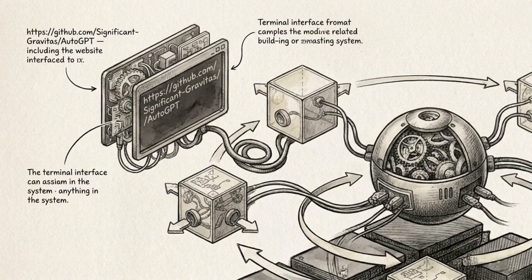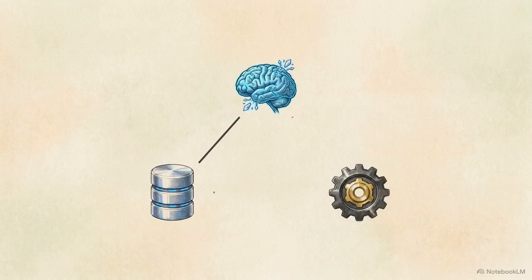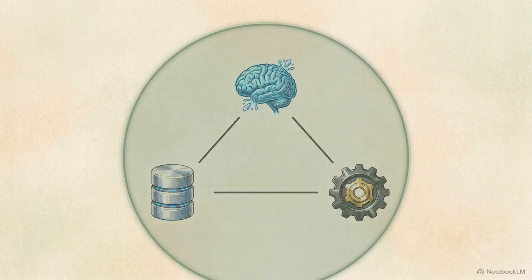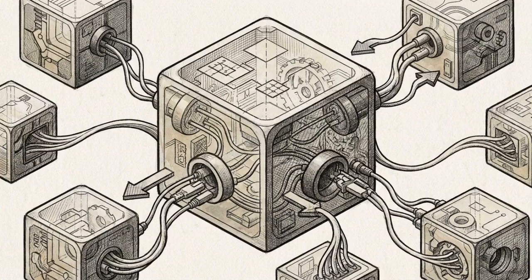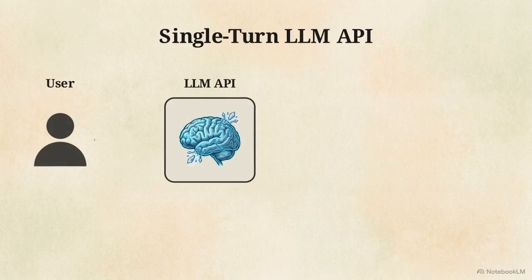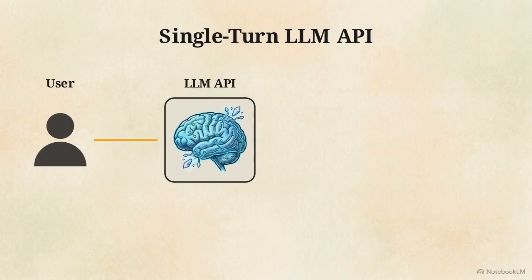AutoGPT is rising on GitHub because builders need a structured way to connect AI tools, external data, and production workflows without giving up control of the systems they are shipping. At its core, the project is a platform that allows developers to create, deploy, and manage continuous AI agents built for complex automation. Prior to platforms like this, engineers faced a distinct limitation: the single-turn LLM call.